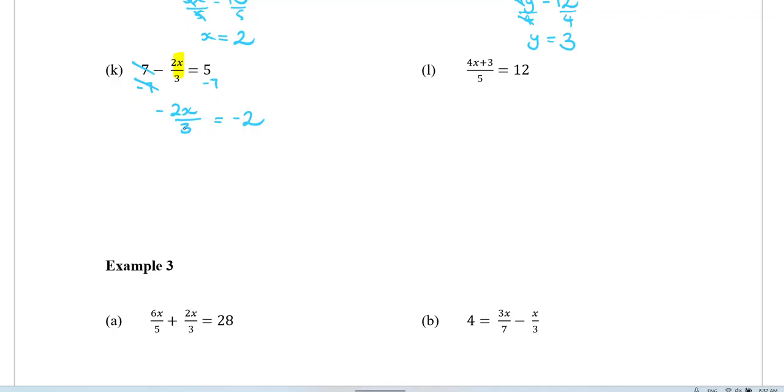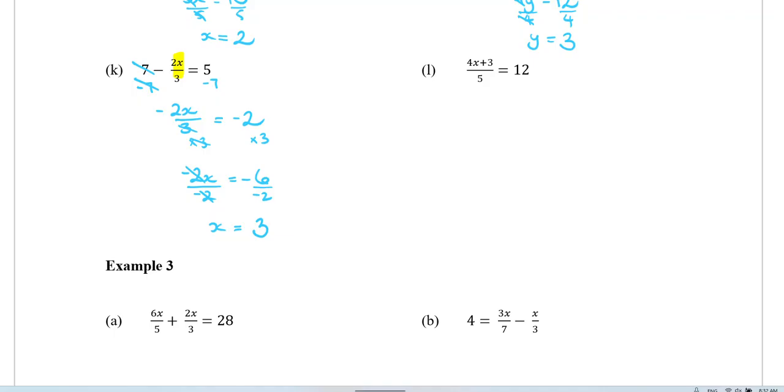Then get rid of the 3 from the bottom of your fraction, so times 3. Get rid of that, and we have negative 2x equals negative 6. Then minus 2 is times with the x, so we divide by negative 2. X is by itself. Minus 6 divided by minus 2 makes a positive 3.